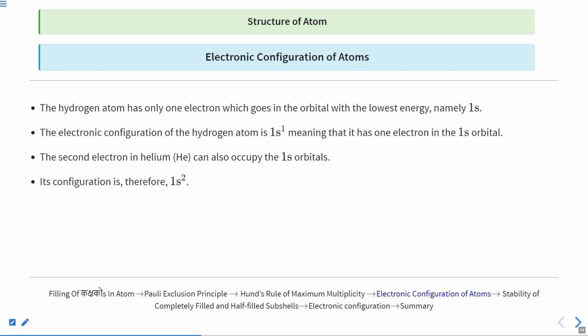Now the hydrogen atom has only one electron, which goes in the orbital with the lowest energy, that is 1s. So the hydrogen atom has the electronic configuration 1s1, meaning it has one electron in the 1s orbital. Clear? The second electron in helium can occupy the 1s orbital, right? Now its configuration is 1s2. This is very important, that its configuration is 1s2. Clear? Now next.